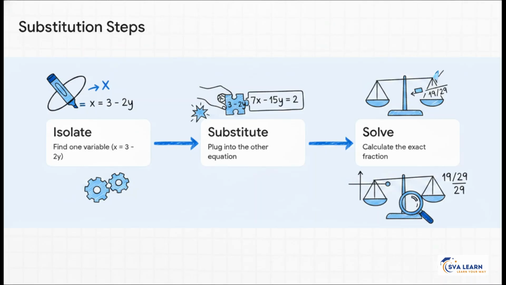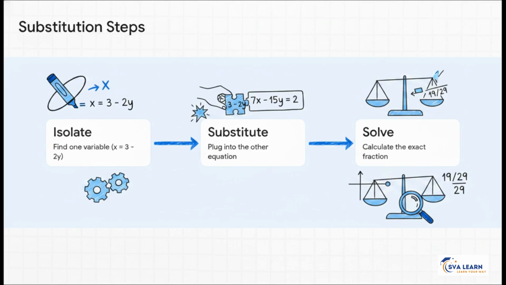So wherever we saw an x in that 7x, we now write 7 times the entire quantity of 3 minus 2y. When we expand that out by distributing the 7, it gives us 21 minus 14y minus the 15y we already had equals 2. Let's combine those y terms. Negative 14y and negative 15y makes negative 29y. So 21 minus 29y equals 2.